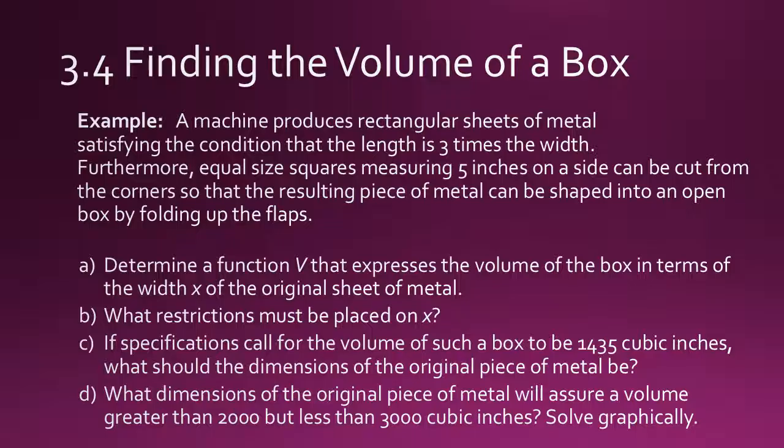And then finally, we're going to find what dimensions of the original piece of metal will assure a volume greater than 2,000 but less than 3,000 cubic inches. We're going to solve that graphically as well. Now again, if you're brave and you want to give this a go on your own, pause the recording and go for it, and then resume the recording to check your answer.